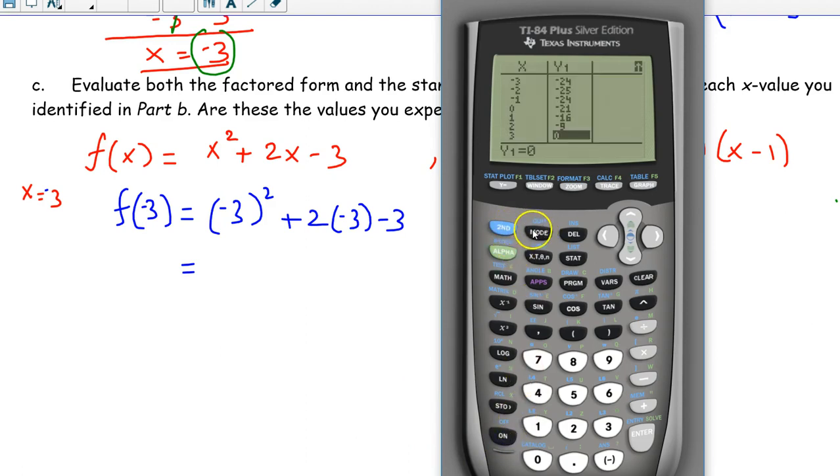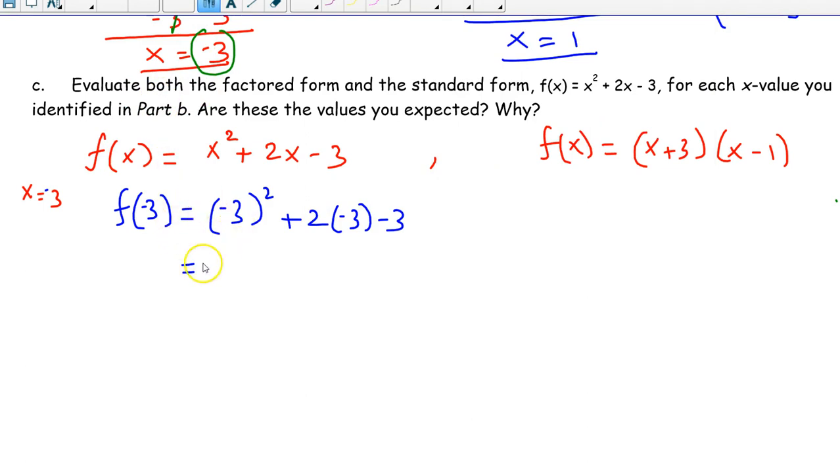Okay, quit, second and mode. You can quit, and always make sure that we enter this negative sign in the parentheses. That's most important. And square plus 2 times negative 3, close the parenthesis, and minus 3. Hit enter. So your answer is 0. So this is 0. When x is equal to negative 3, it becomes 0, right?